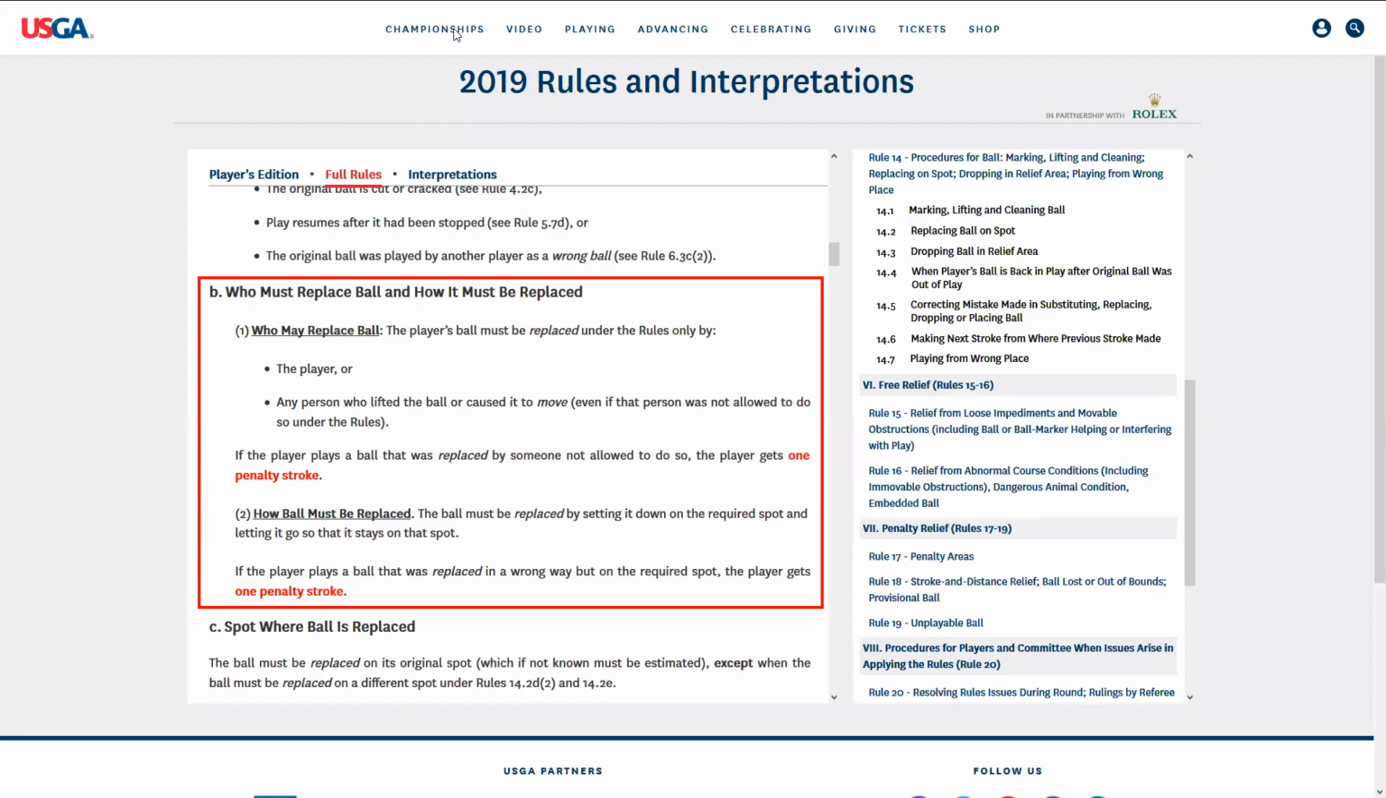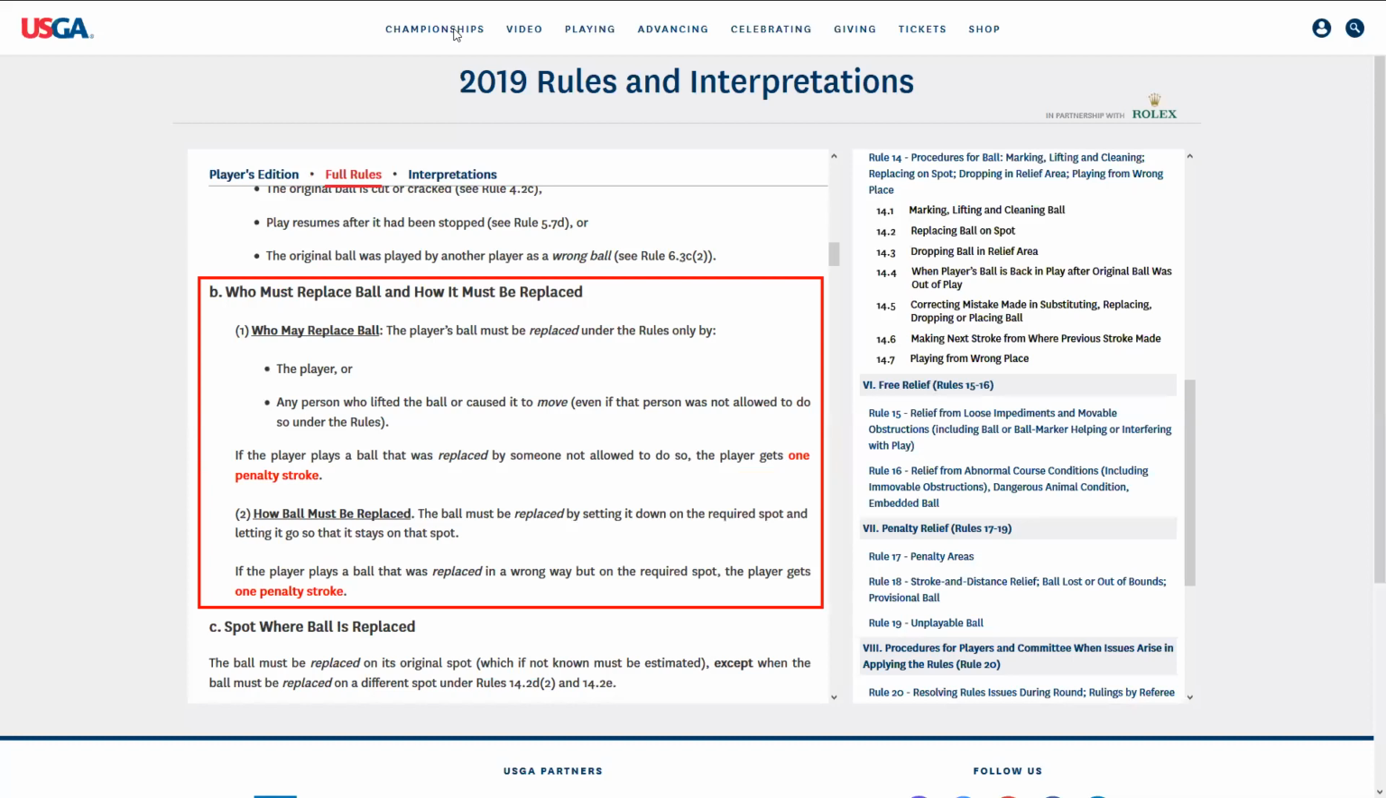And if I am a player on the course, I'm not going to allow somebody else to replace my ball because I'm then responsible if they don't do it in the right way. And so if they didn't use their hand, if they didn't have a club, but whatever, they use a stick, and if I then play it from there, I'm going to get the penalty. So if I'm the player, I'm always going to replace it, which the player is always allowed to.